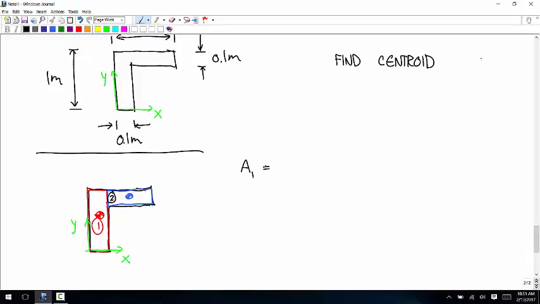Okay, so what's the area of piece 1? It has a height of 1 meter and a width of 0.1 meters. We get 0.1 meters squared. And in that green coordinate system, what's the location of the centroid of piece 1? X bar of 1 is half of 0.1, so 0.05, right? That's how far in the x direction you have to go. Like you have to go 0.05 to here and then 0.5 to here. And y1 bar is equal to 0.5. So you can write it in components like that, or you can write it like a vector.